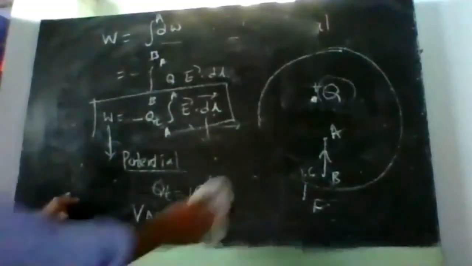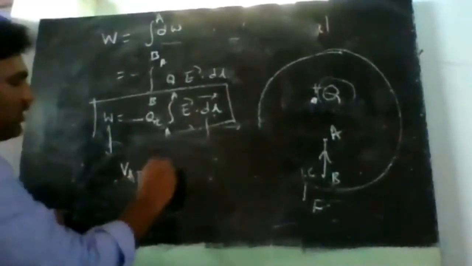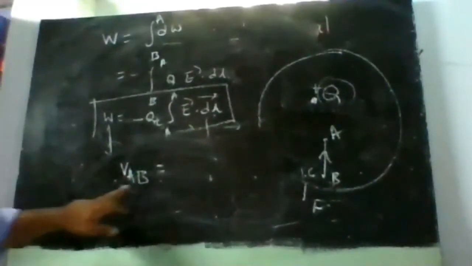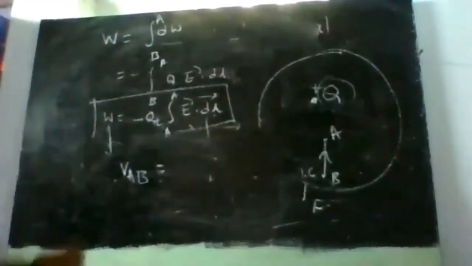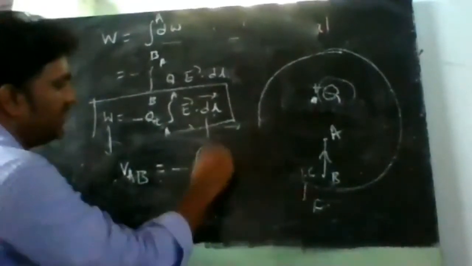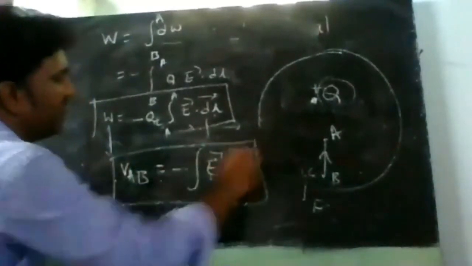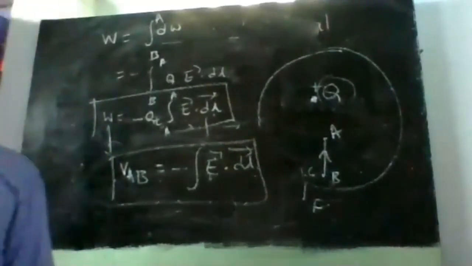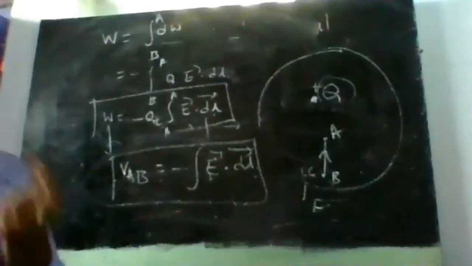Okay, so that is right. VAB can be written as, that is, we are talking about the potential difference between the two points. The initial point is B and the final point is A. So I'm moving the test charge from B to A. VAB can be written as, with QT being 1, minus integral E dot dl. So this is the right concept of potential. Okay, understood? So clearly we have explained two terms here, work and potential.